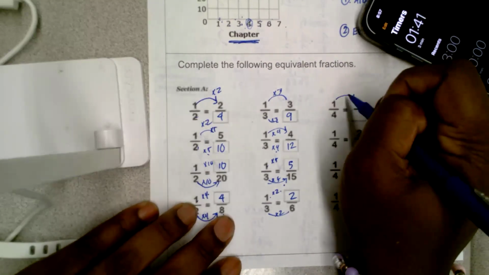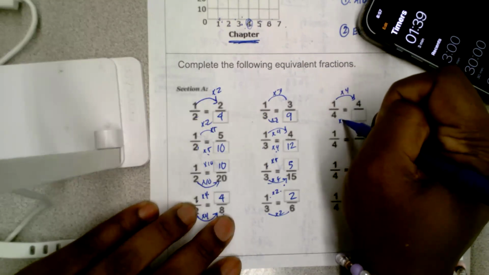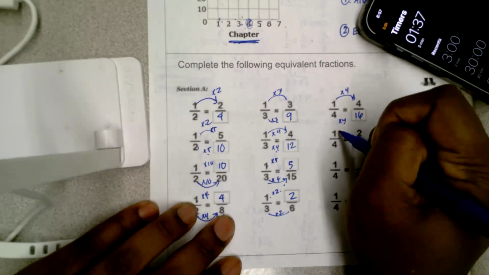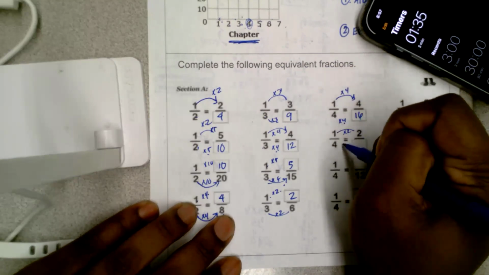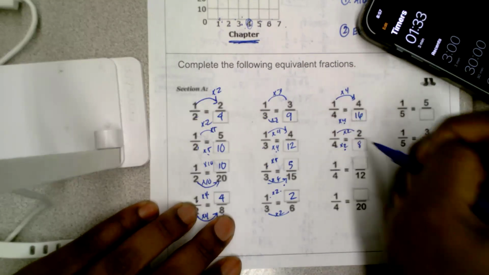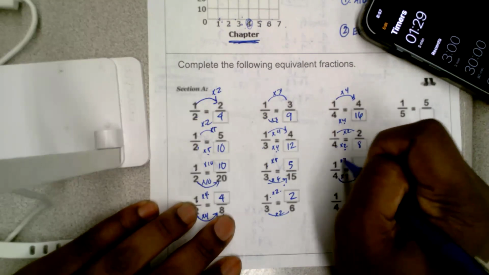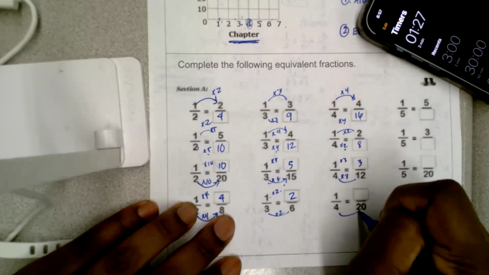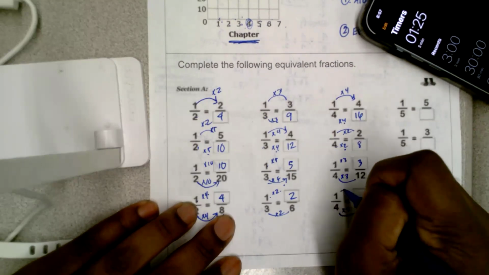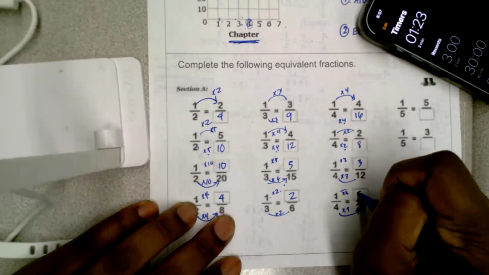To get from 1 to 4 is multiplied by 4 on both sides. And 4 times 4 is 16. To get from 1 to 2 is times 2 on both sides. 4 times 2 is 8. To get from 4 to 12, you multiply times 3 on both sides. And 1 times 3 is 3. To get from 4 to 20, you multiply by 5 on both sides. And 1 times 5 is 5.